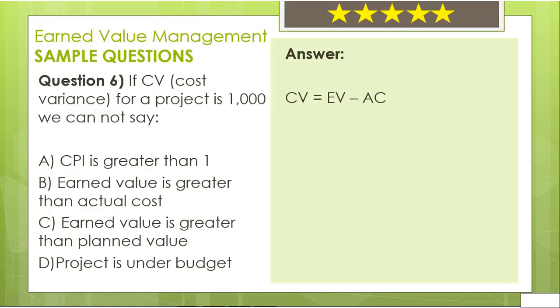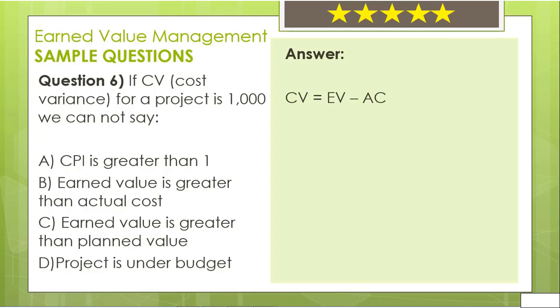To answer the question, let's remember the formula. This will make it easier to comment. CV equals earned value minus actual cost. In the question, it says CV equals 1000, which is greater than 0. From the CV formula, we can see that for CV to be greater than 0, earned value should be greater than actual cost. Therefore, B is not the answer.